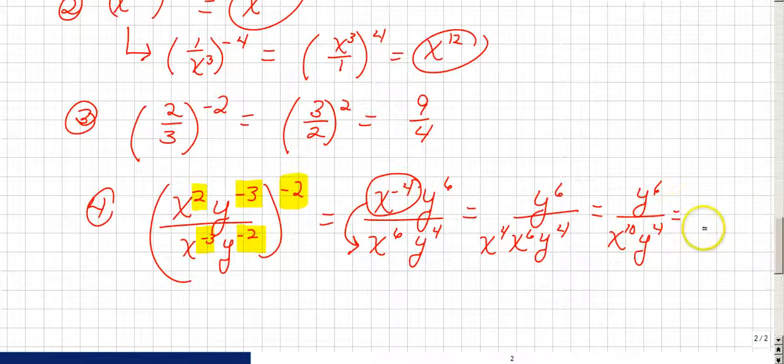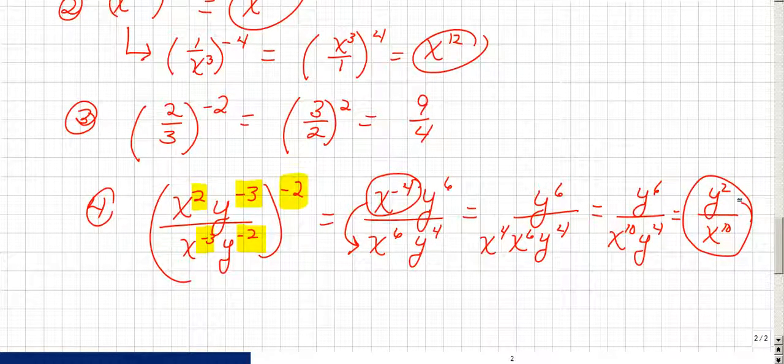One more power property, we have y to the 6th over y to the 4th. So we subtract those powers and end up with y to the 2 over x to the 10. Took a long ways to get there, but yes, that is the final answer. Let's pause for just a second and we'll move on to another example.